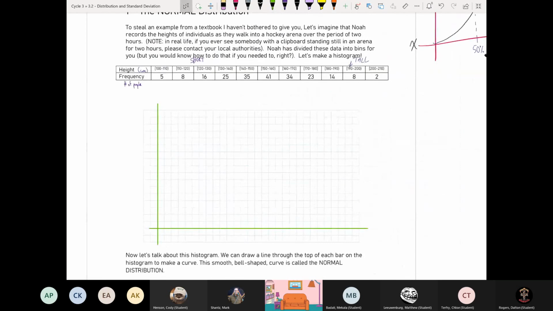All right, so the height is going to be our y-axis, or our height in centimeters. And I'll do the frequency down here. Or sorry, wrong. My frequency is going to be this one here. And this one is going to be my height.